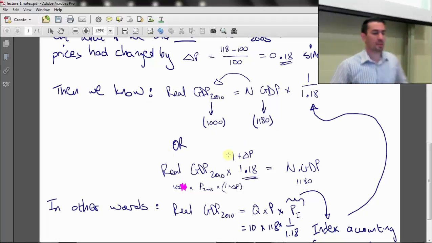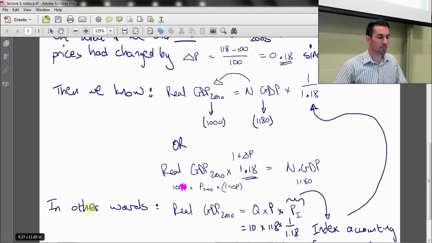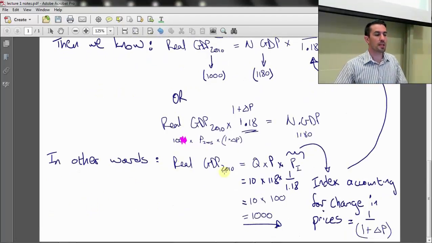So what are we essentially doing in this equation? In other words, our real GDP is the quantity in 2010 times the price level in 2010 times an adjustment for change in prices. And that's what our price indexes do. They adjust for the change in prices. Okay? An index accounting for changes in the prices. In other words, 1 over 1 plus change in price.